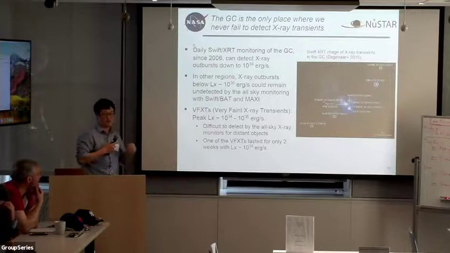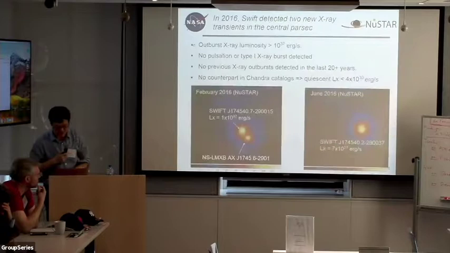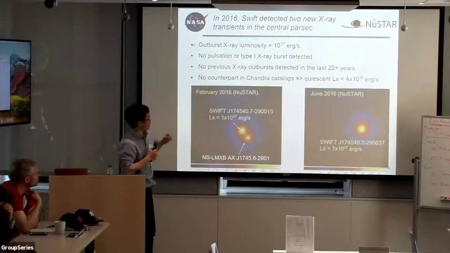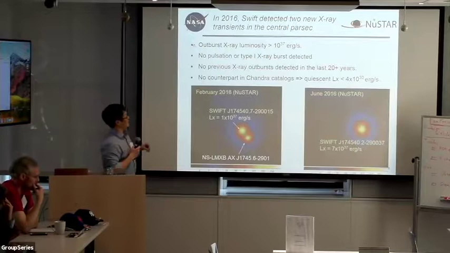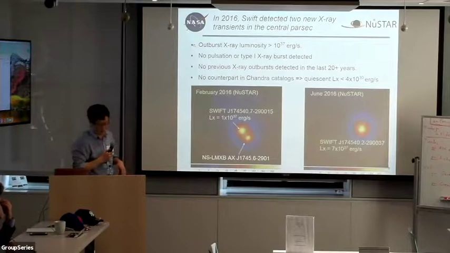So that's a nice progress in the galactic center. Back in 2016, the same Swift program found 2 new X-ray transients in the galactic center, right next to Sagittarius A*. NuSTAR followed up these two transients, and we characterized their spectra and light curves.